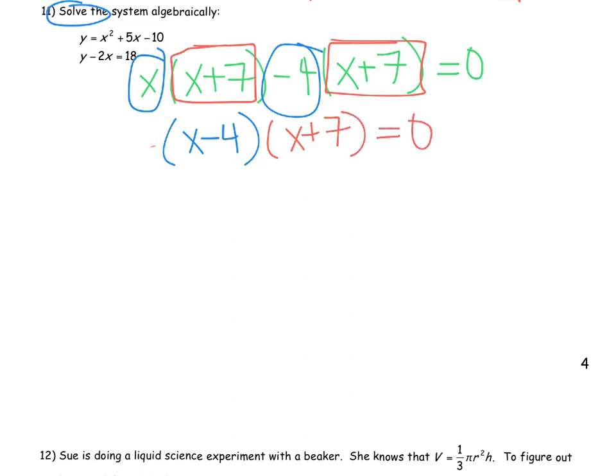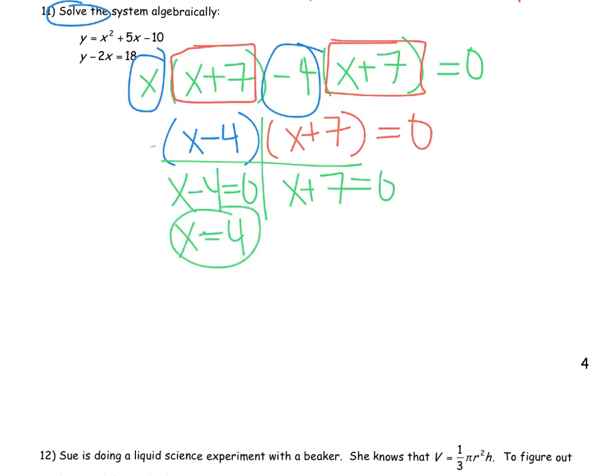You have to t-chart. I'm going to t-chart. I'll have x minus 4 equals 0 and x plus 7 equals 0. When you solve for x, you should get x equals positive 4 and x equals negative 7. But now we're not done. You need to solve the system for both x and y.